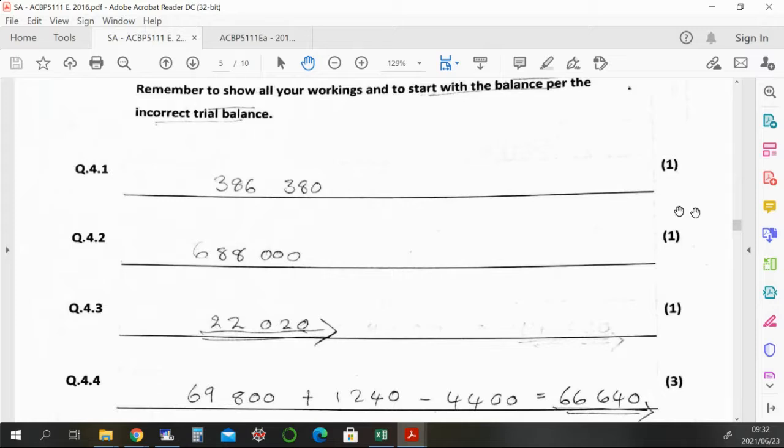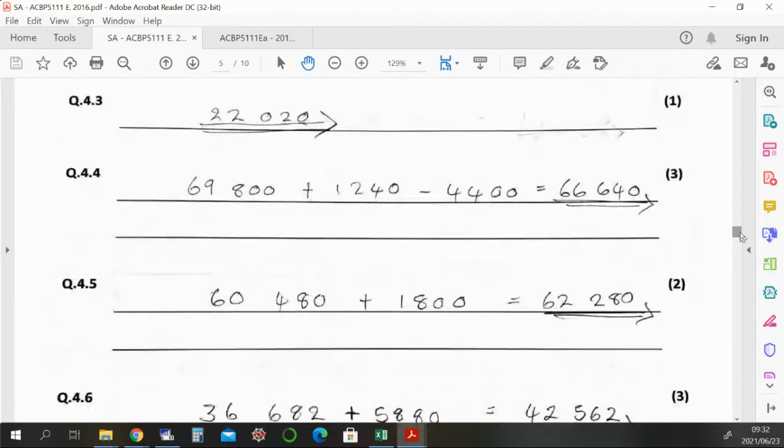Now let me scroll down. Okay, 4.4, there they were looking at trading inventory. We do know that we made adjustments for trading inventory. And if you've done it in here, which was my recommendation, can you see now it's easy? Because now you're just copying the amounts. So we know that the old balance was 69,800, right? No problem. Then we know that we needed to debit 1,240, which we know is going to increase our trading inventory account.